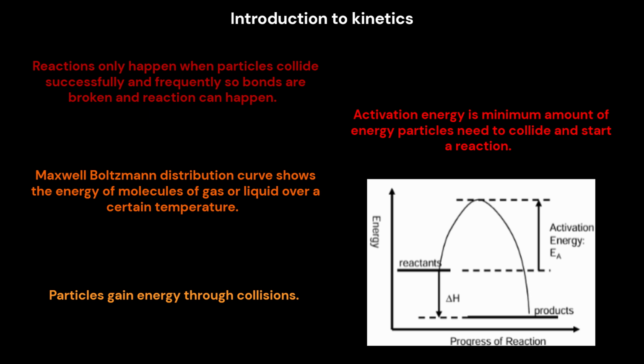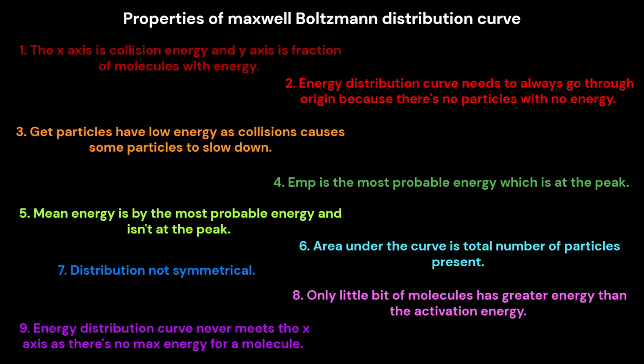Particles gain energy through collisions. Properties of the Maxwell-Boltzmann distribution curve. The x-axis is collision energy and the y-axis is the fraction of molecules with that energy. The energy distribution curve needs to always go through the origin because there are no particles with no energy. Few particles have low energy, as collisions cause some particles to slow down.